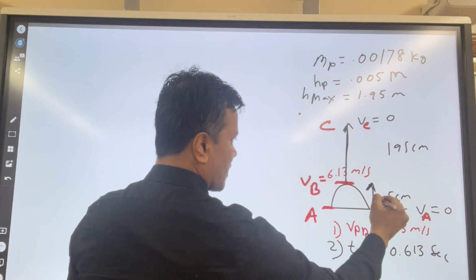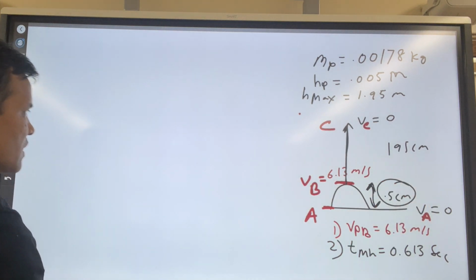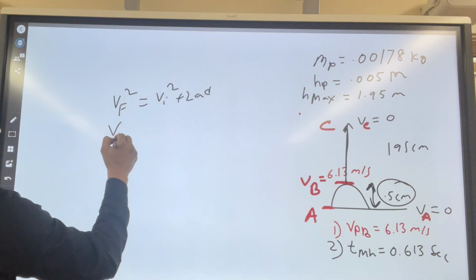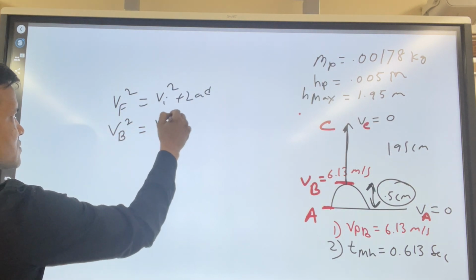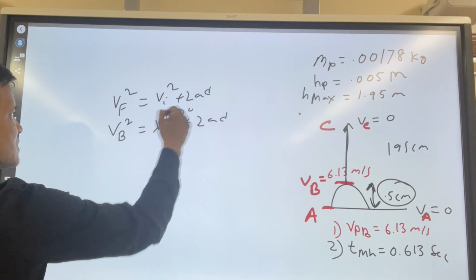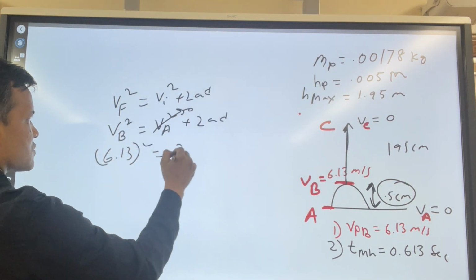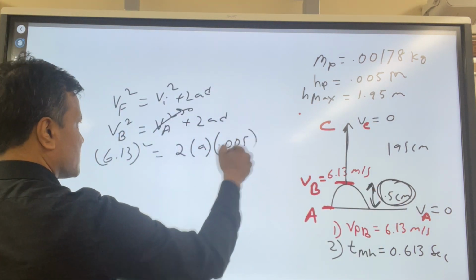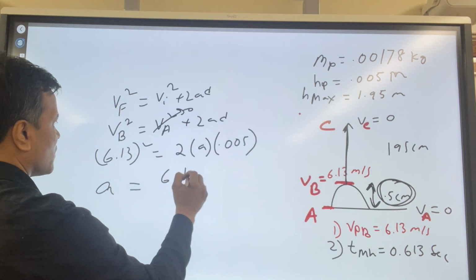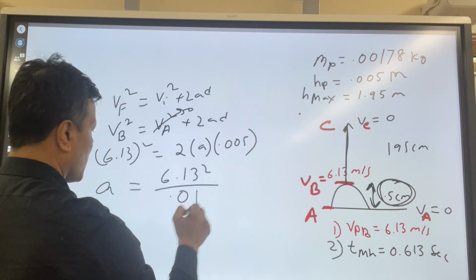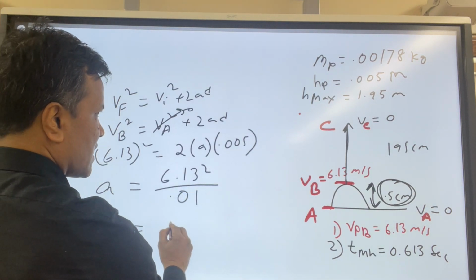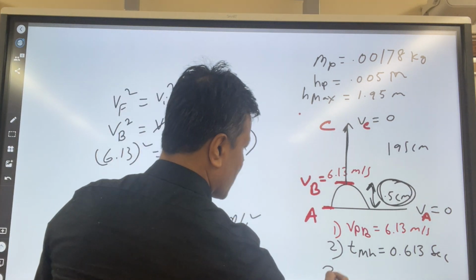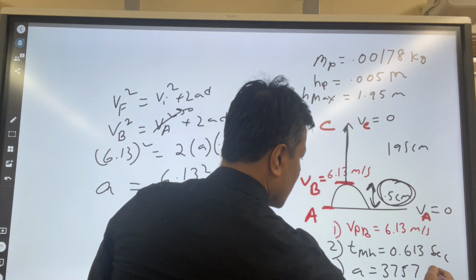It accelerates for how long? It accelerates for 0.5 centimeters. So Vf squared is equal to Vi squared plus 2ad, right? So this is Vb squared is equal to Va squared plus 2ad, right? This is 0, this is 6.13 squared, this is 2, this is the acceleration we try to find, and it accelerates only 0.5 centimeters, so 0.005 meter, right? So acceleration is 6.13 squared over 0.01, right? So acceleration is 3757 meter per second squared, right? So number 3, acceleration is 3757 meter per second squared.